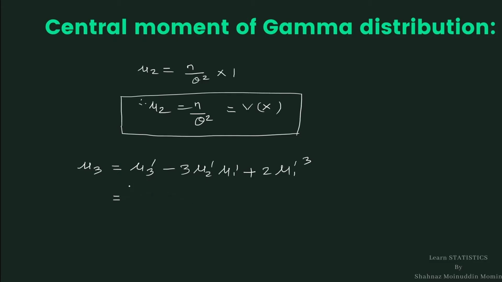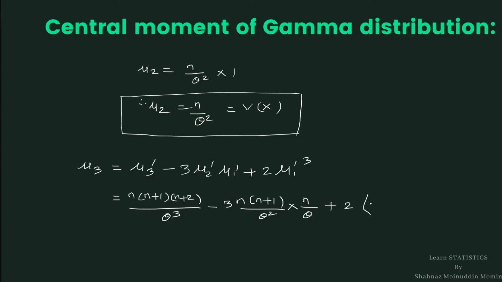I will substitute the values of raw moments. We get mu3 dash is n plus 1 into n plus 2 divided by theta cube, minus 3 into the second raw moment n into n plus 1 divided by theta square, and first raw moment is n by theta. Similarly here plus 2 into n upon theta cube.